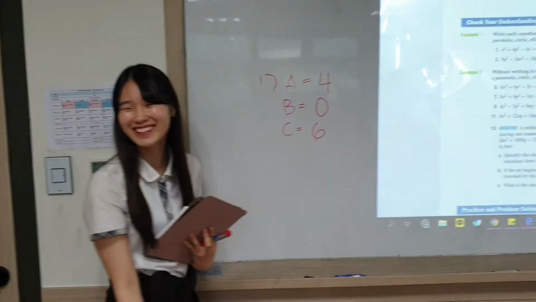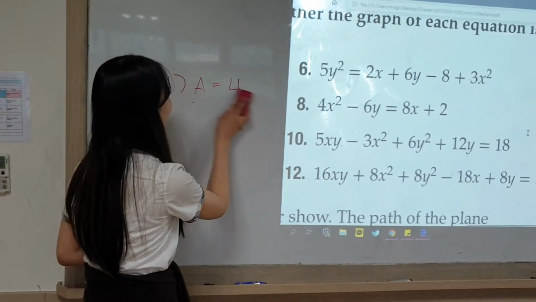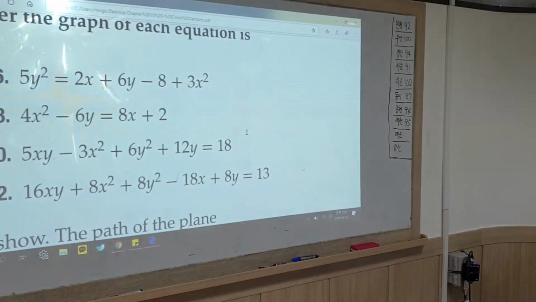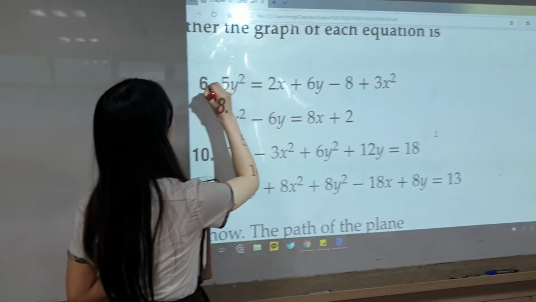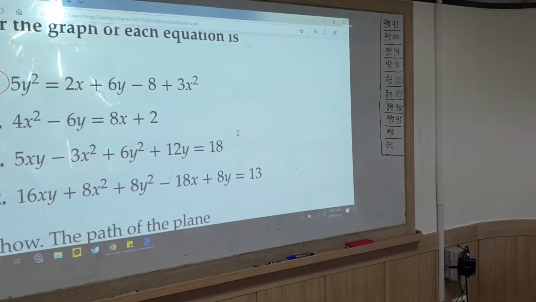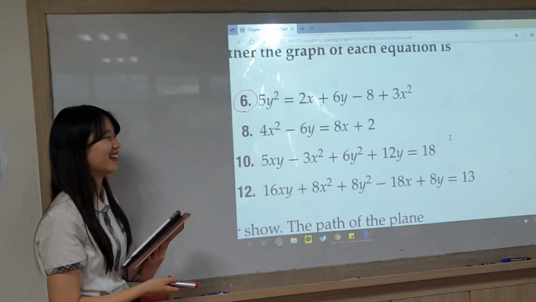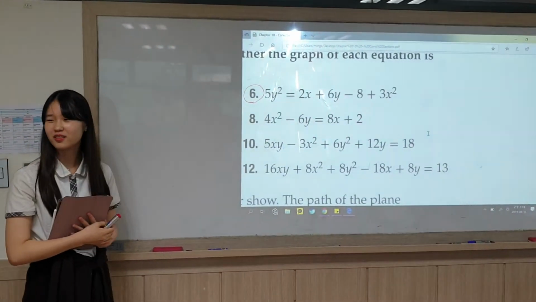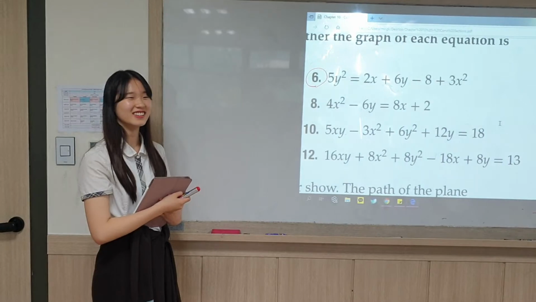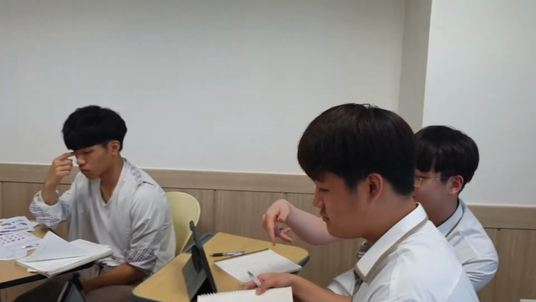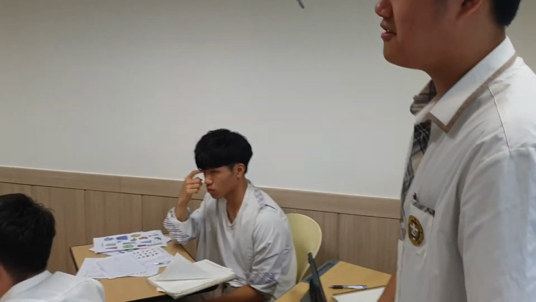Anybody want to try? Oh, very easy problem. Number 6. 보너스 포인트. Oh. A. 성민. 보너스 포인트. Please answer the first question 6. Please. Anybody number 6? 야, 서준. Oh. 예.